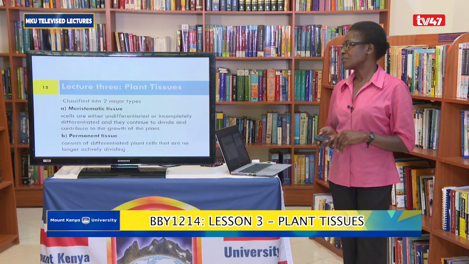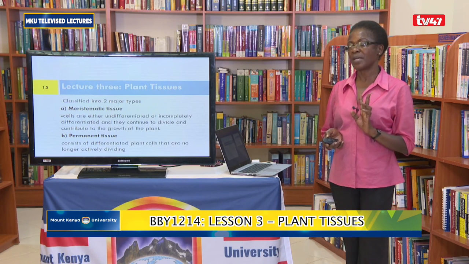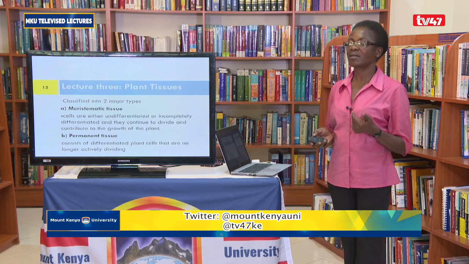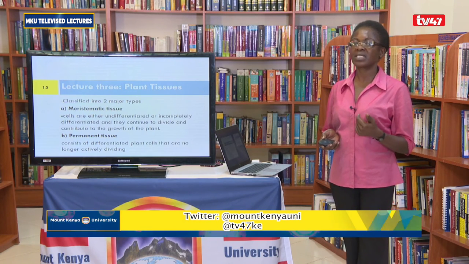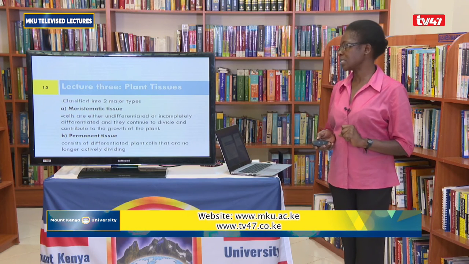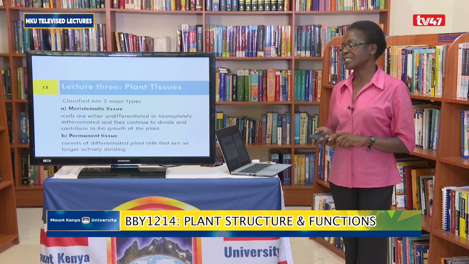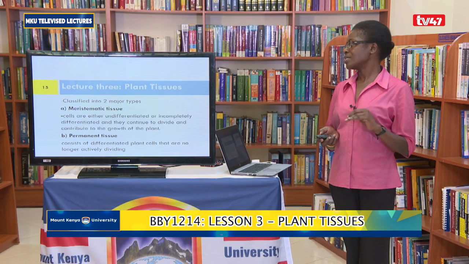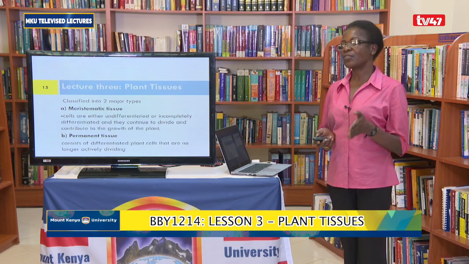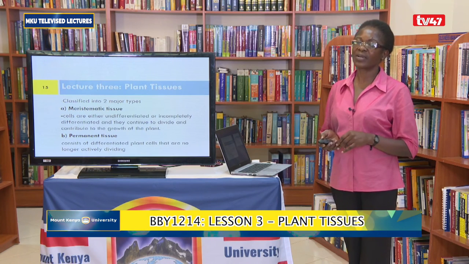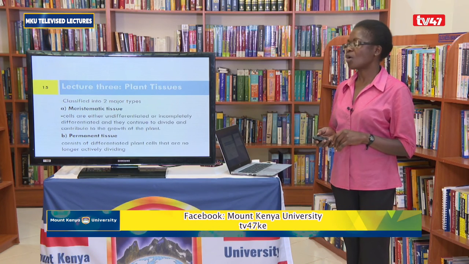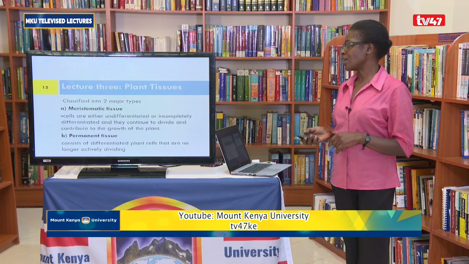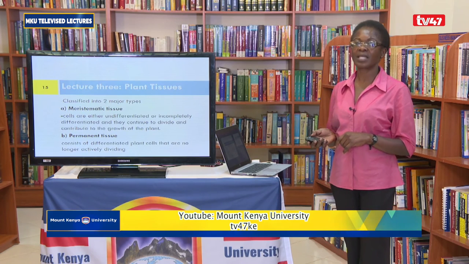In our plant tissues, the plant tissues are classified into two major types. They can either be meristematic tissue or permanent tissue. So you have two main categories of plant tissues. Meristematic tissue basically comprises cells that are either undifferentiated or incompletely differentiated. So these cells are capable of undergoing cell division and forming new cells. For that reason, they contribute towards growth in the plant.